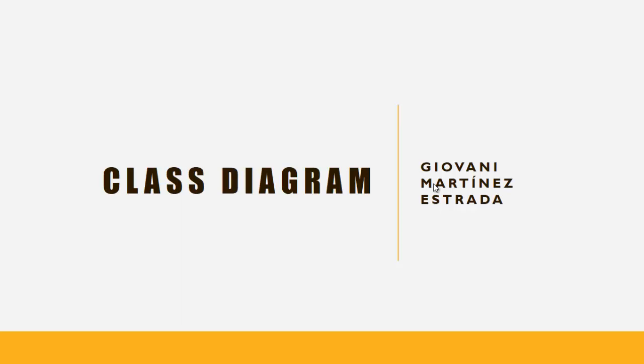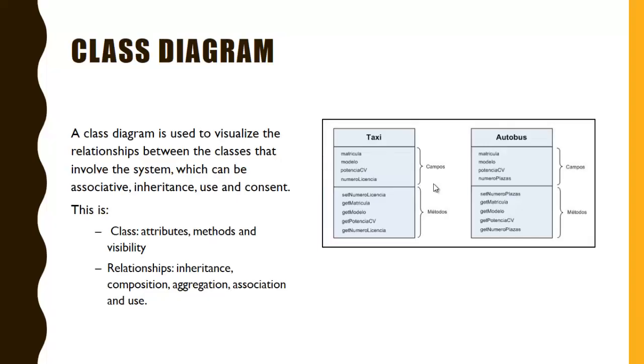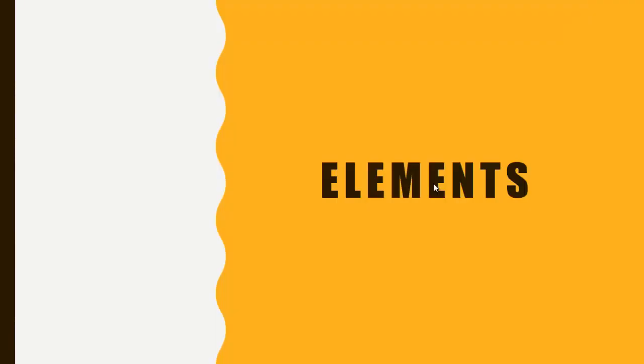Today I'm going to talk about the class diagram, where a class diagram is used to visualize the relationship between the classes that are involved in the system, which can be associative type, inherit type, use, and concept. And these are class attributes, methods, and visibility, and in the relationships: inheritance, composition, aggregation, association, and use.